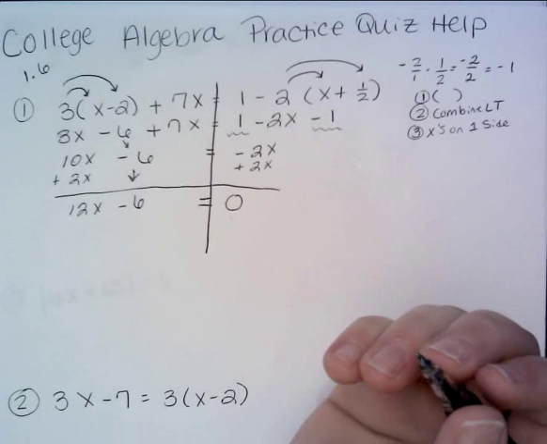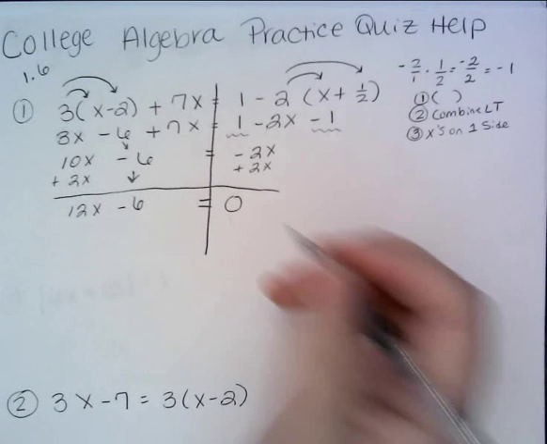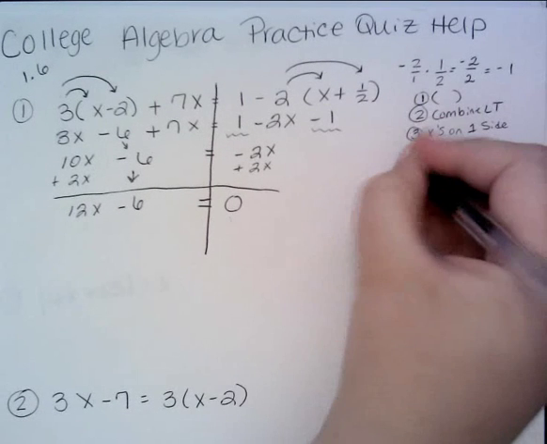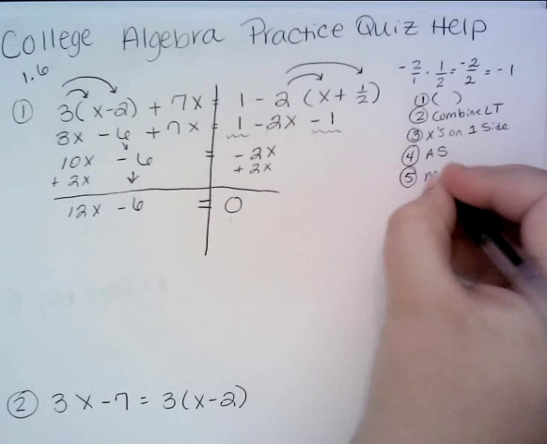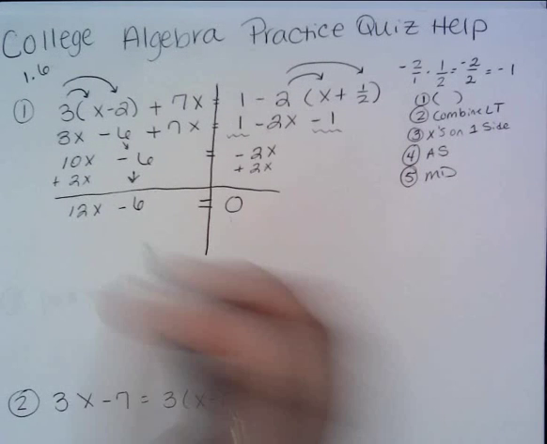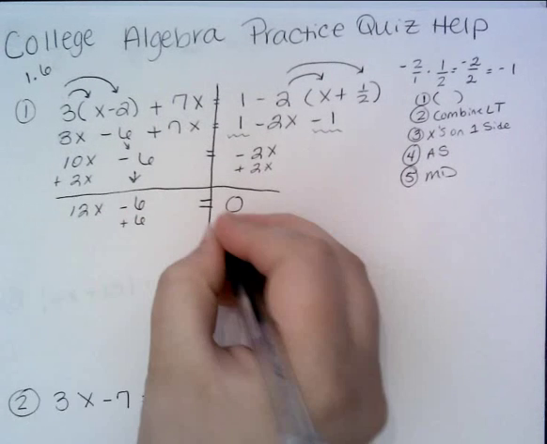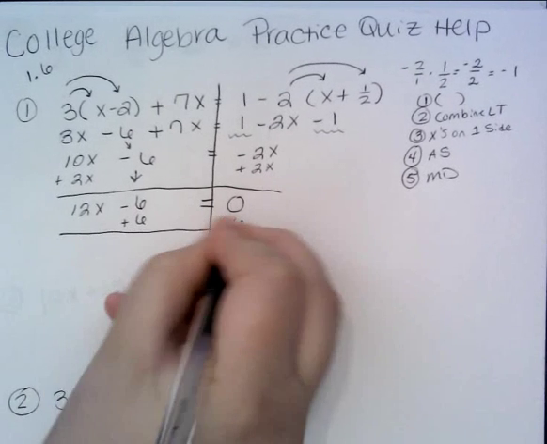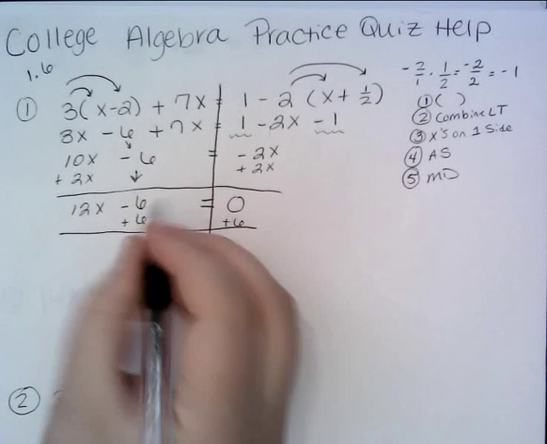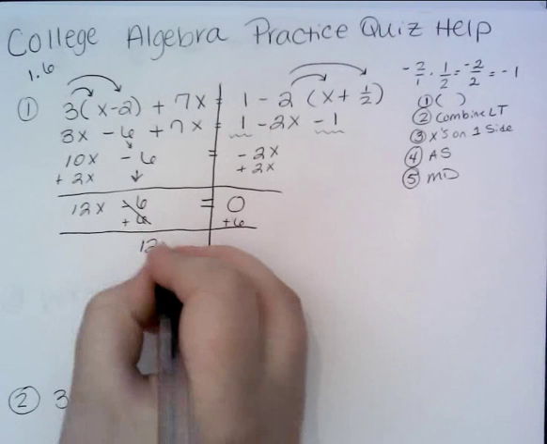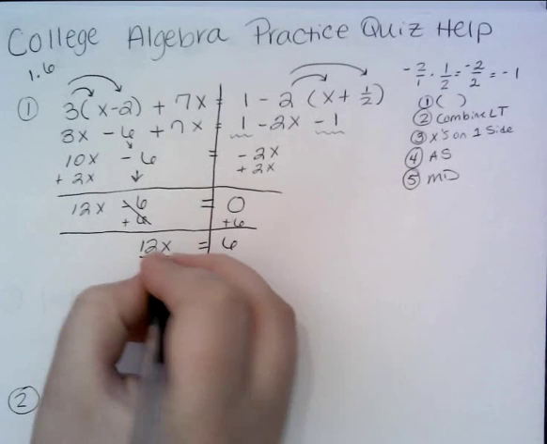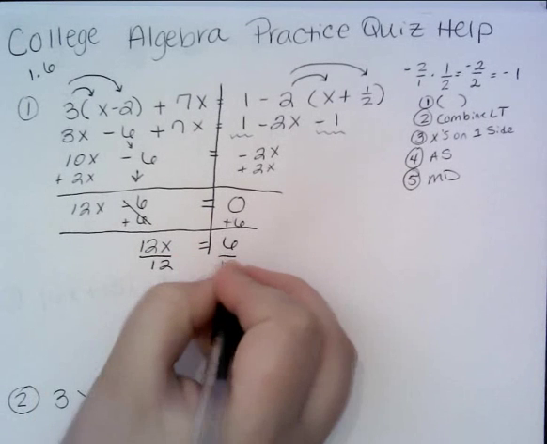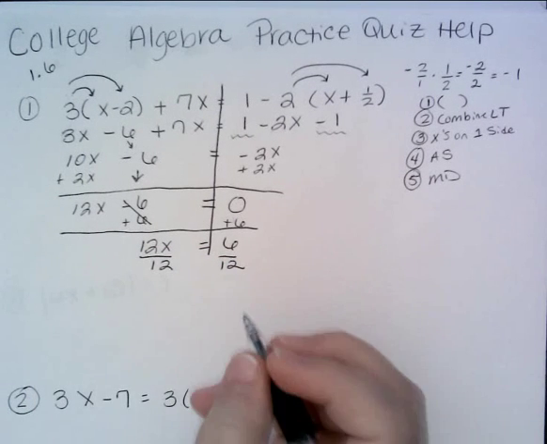Hopefully you know what to do here. You work your addition and subtraction first. So you take care of your AS, addition and subtraction. And then the last step is going to be to take care of your multiplication and division. So we should add 6 to both sides to get rid of that subtraction. Those cancel, leaving you with 12x equals 6. And then you divide both sides by 12 to get x equals.